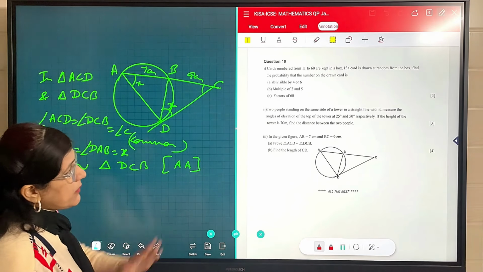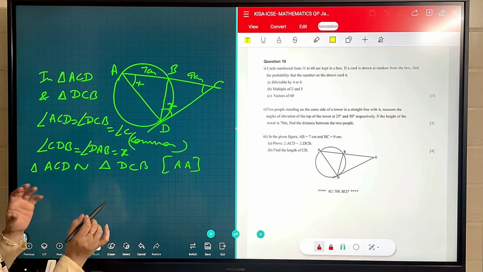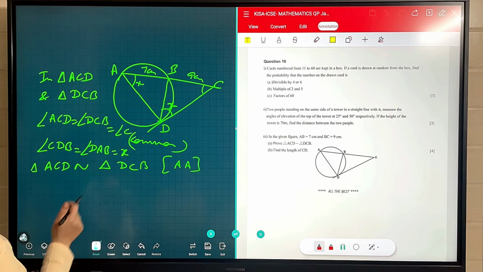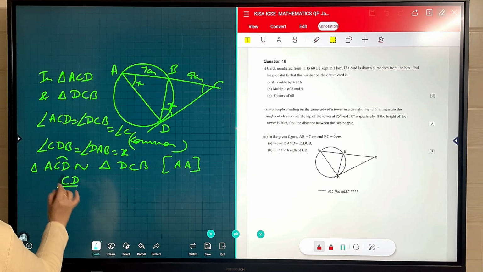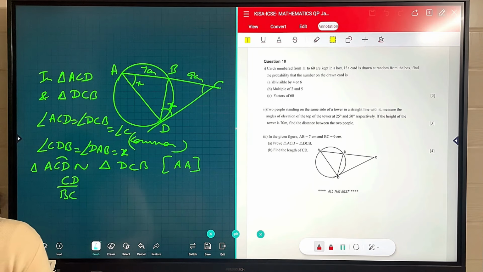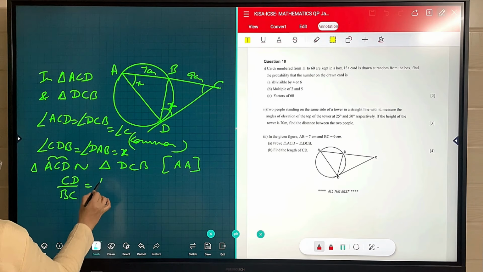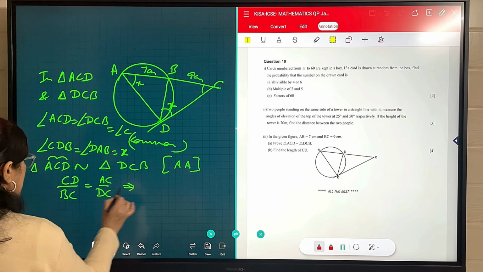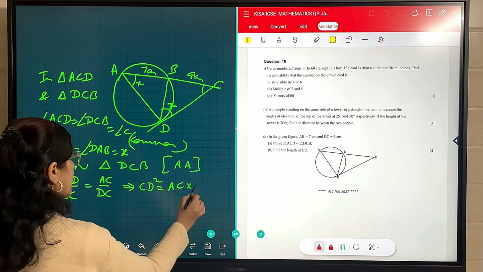So if triangles are similar, find the length of CD. So sides are in proportion. Corresponding sides of similar triangles are in proportion. So whose length do we need? CD's. So when we take CD from here, we have to take BC from there. CD by BC we have to take. So CD by BC is equal to, on the other side we have to take some side with it, so we can consider this. So here this is AC. If first two, then here also this is DC. So now DC means CD, so CD square is equal to AC into BC.